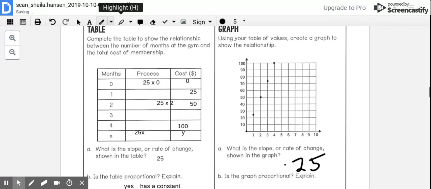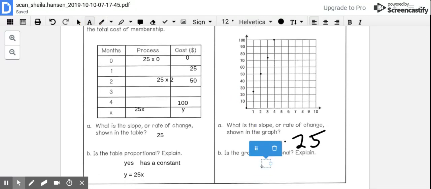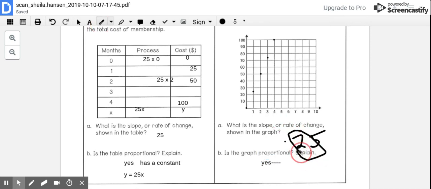Is the graph proportional? And remember, you're looking for two things. So yes, it is. And then you need to explain why. It would be a straight line through the origin. So make sure that you do some explaining on that because you will have to for the test.